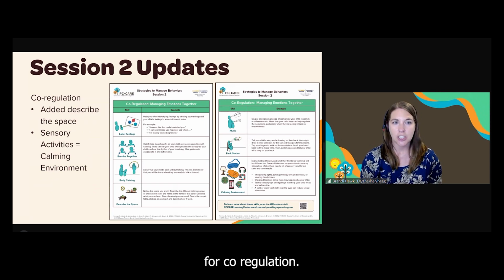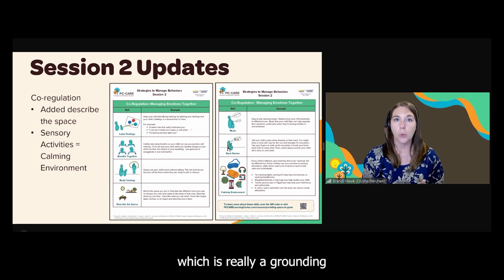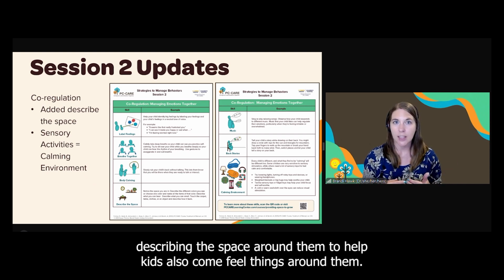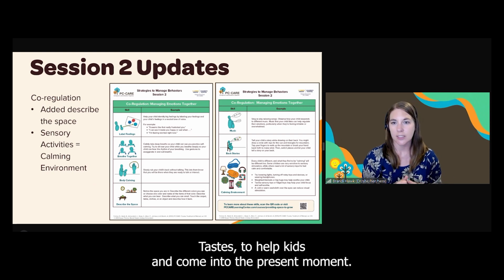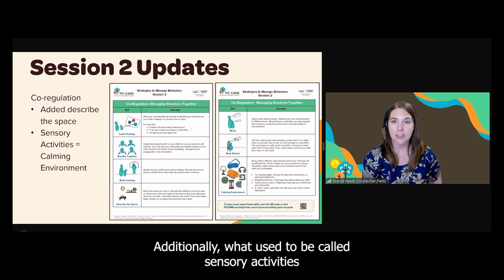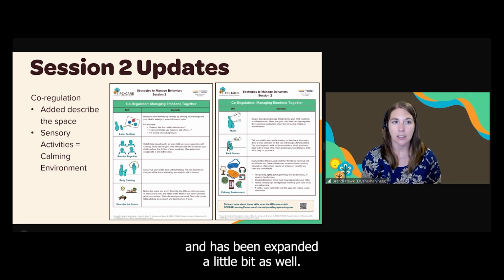For co-regulation, it's mostly the same, but we added describe the space, which is really a grounding five senses type of intervention where parents are going to start noticing and describing the space around them to help kids also feel things around them, notice things in the room, smells, sounds, tastes, to help kids ground and come into the present moment. Additionally, what used to be called sensory activities has been changed to be calming environment and has been expanded a little bit as well.